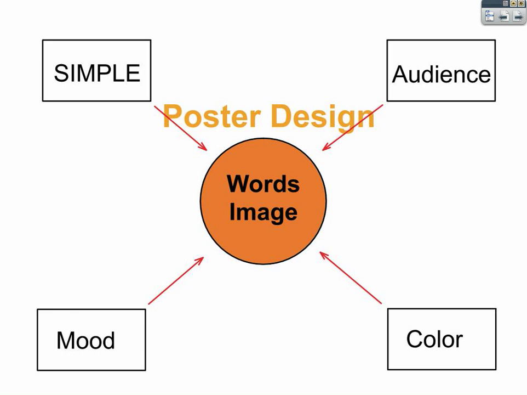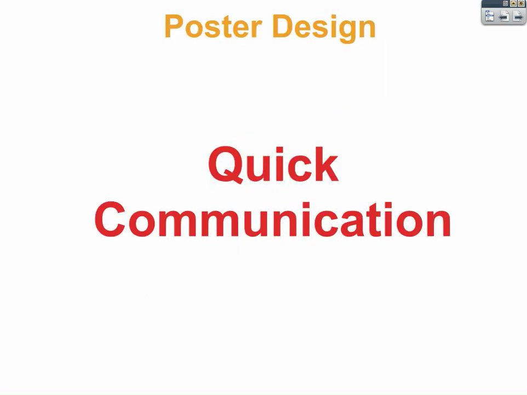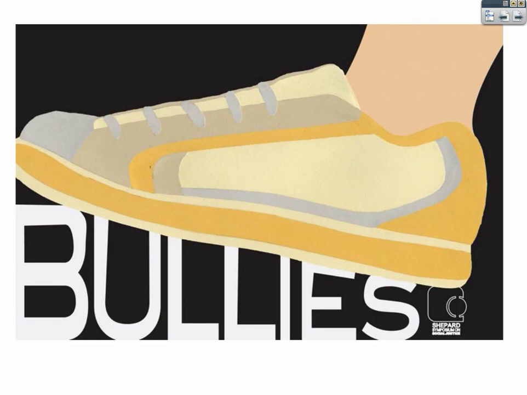are you trying to change someone's opinion? Like what kind of colors are going to help with your message? Because number one, your poster is quick communication. So if I look at this one, it's got one word, bullies, and a shoe is stomping it. So very quickly we see that bullies are like we're trying to get rid of bullies. So the shoe is taking care of that word.